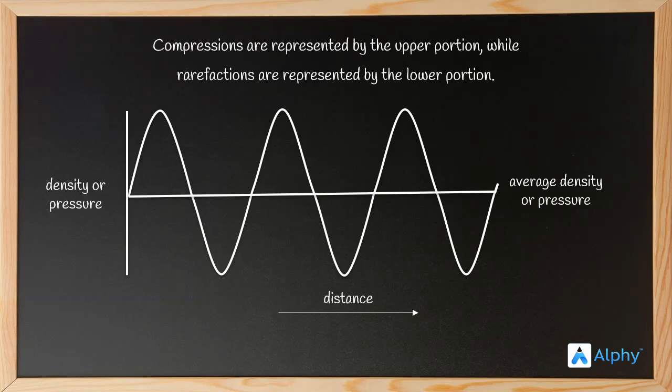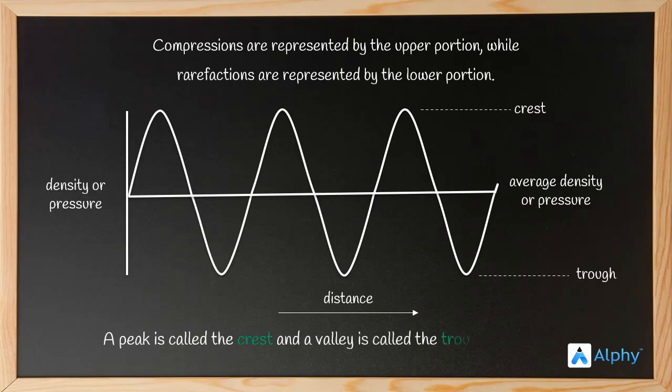The region where compressions are represented is called the crest. Since the density and pressure is high, this is a compression. On the waveform, crest is the term used to describe it. On the other hand, where the pressure and density is low, this region is of rarefaction and is called the trough. So, a peak is called a crest and a valley is called the trough of the wave.